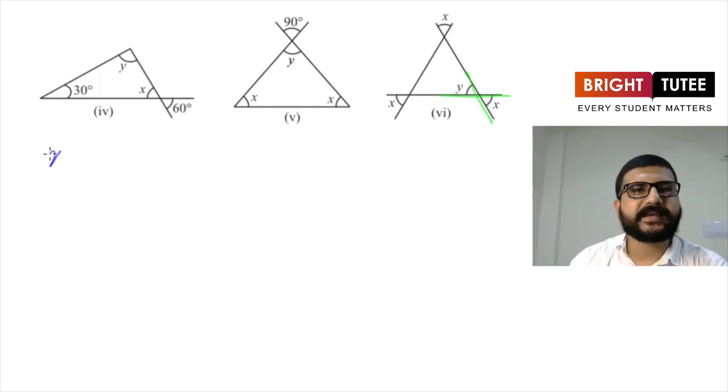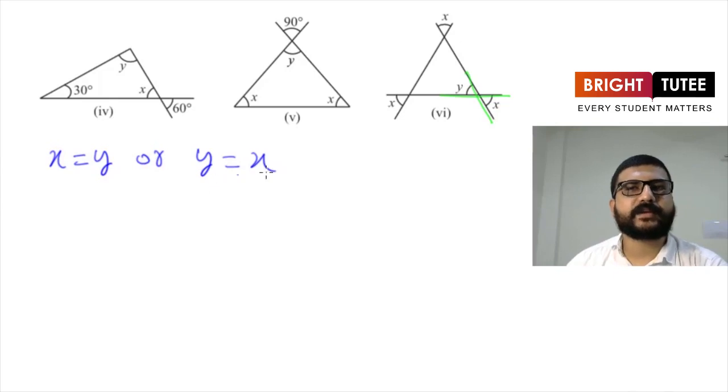So, we can say x is equal to y, or we can write this as y is equal to x. Now, we know y is equal to x. Now, what do you think about this angle here? This angle will be x, as these two angles are vertically opposite angles. Now, what about this angle? This is also x, as these two angles are vertically opposite angles.